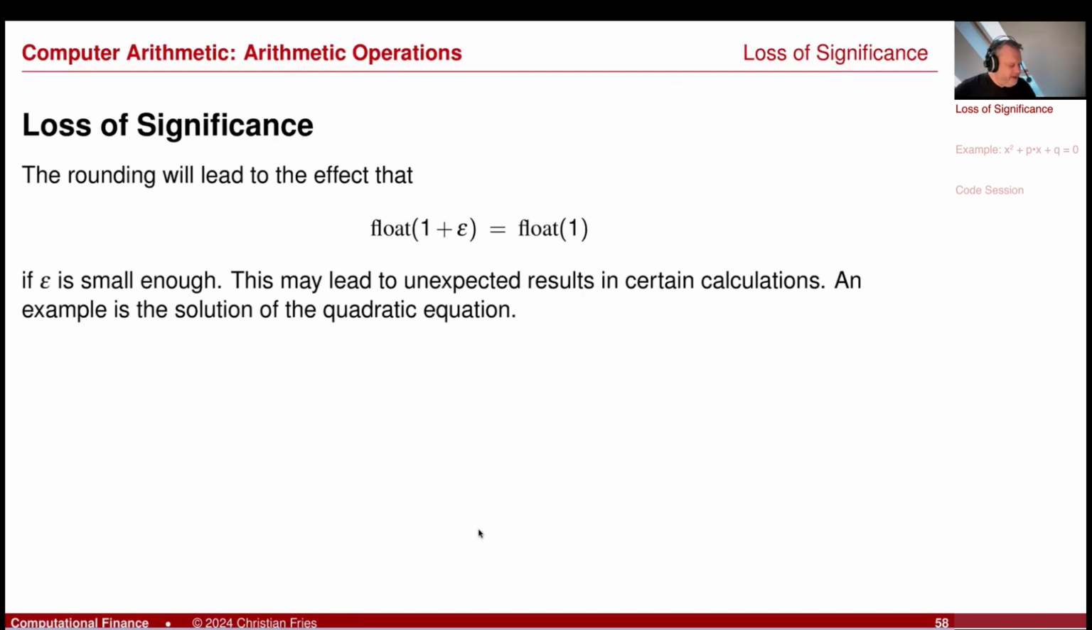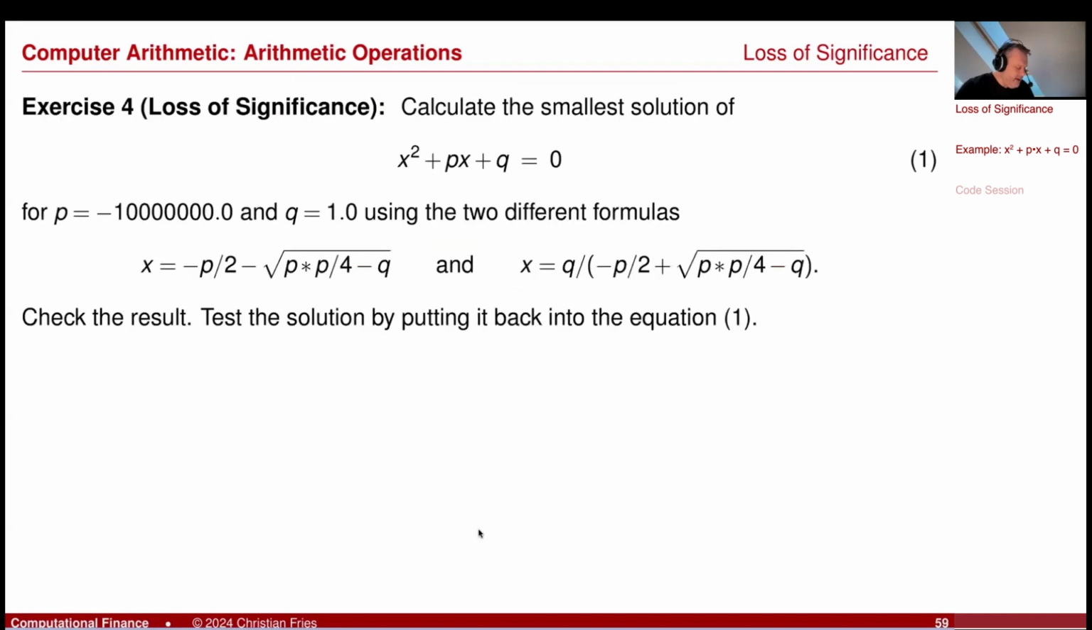So the rounding leads to this effect. Floating point number 1 plus epsilon is equal to floating point number 1 for epsilon small enough, less or equal to the machine precision in our case here. And this leads to unexpected results.